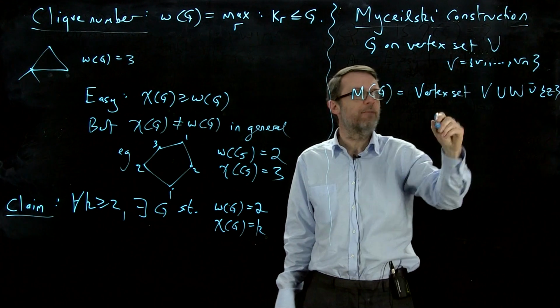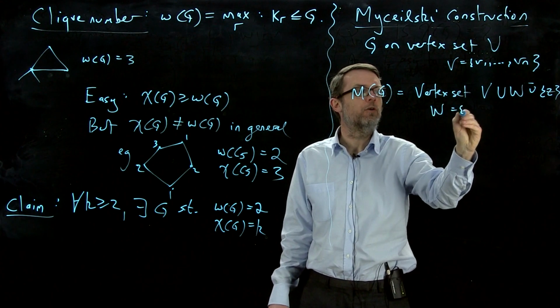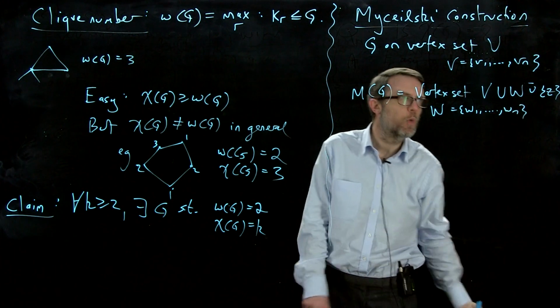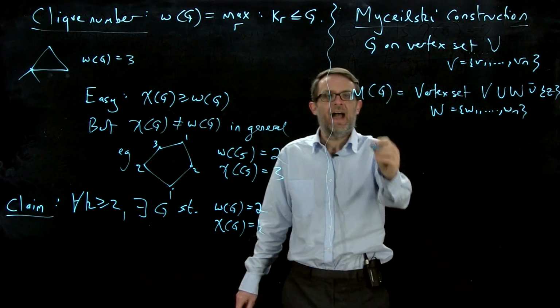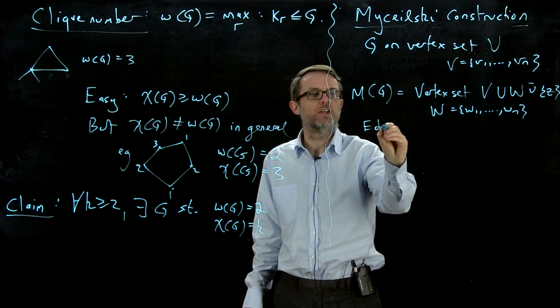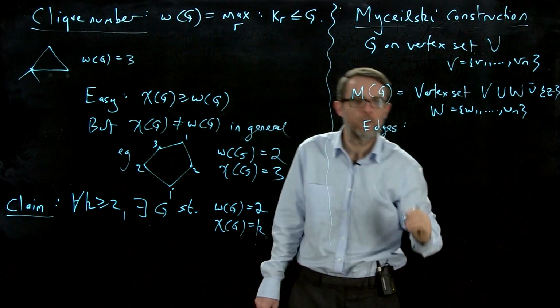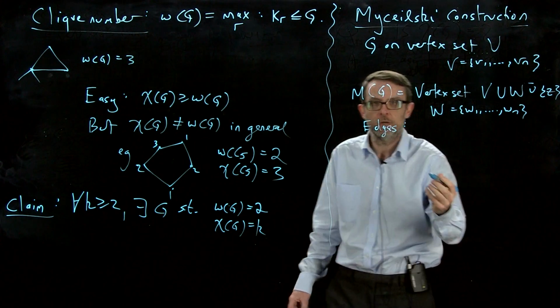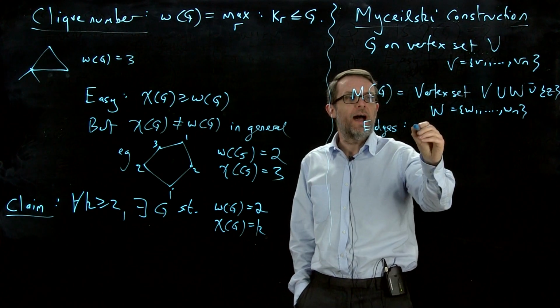And V is the same V as before. W has the same size as V. It's going to be W1 up to Wn. And what are the edges of the Mycielskian? Well, let me write down what they are, but it's going to be much easier to illustrate it with a picture.